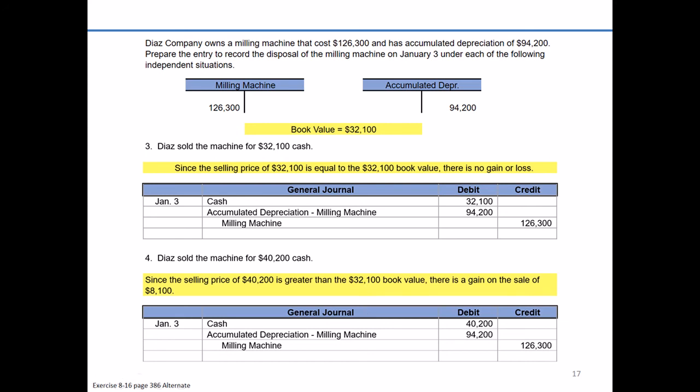In general, a gain falls within the broad category of our revenue. Since it falls under the broad category of revenue, and revenues are increased with a credit, we'll credit the account gain on sale milling machine for a total of $8,100. And if we wanted to venture into where this appears on our financial statements, it appears on our income statement. In particular, it's going to appear in the other revenues and gains section. So again, not in the general revenues as part of net sales, because it's not a typical thing. It's going to be an unusual thing, so it'll appear in the other revenues and gains section of our income statement.